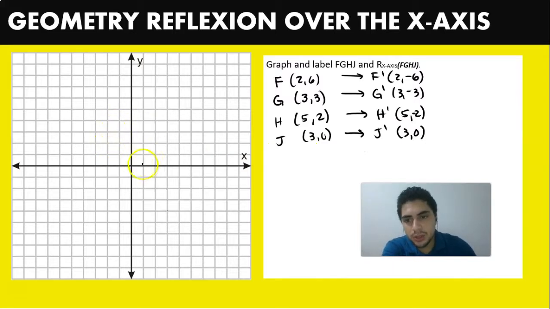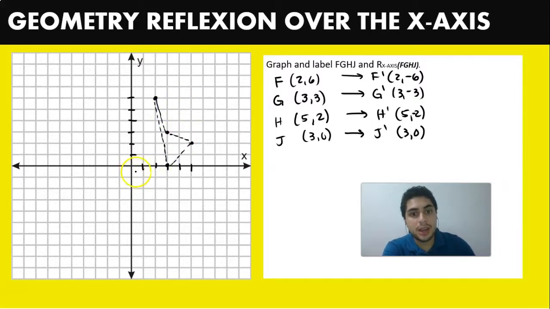F is going to be on 2 and 6: 1, 2, 3, 4, 5, 6. So it's going to be here. G is going to be on (3, 3). H is going to be on (5, 2), so 4, 5, and 2. And J is going to be on (3, 0), so it's going to be right here. So our initial quadrilateral is going to be here like this.